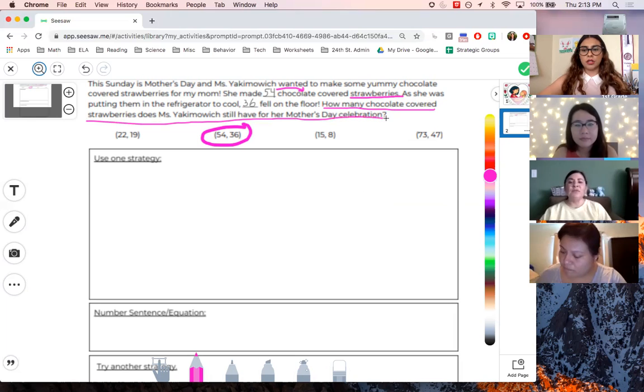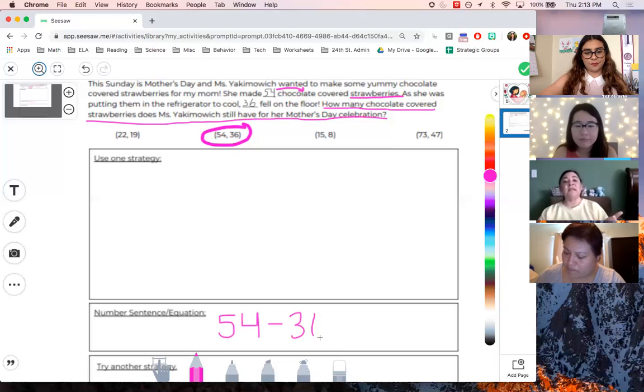No, it's going to be a subtraction problem because you started off with 54 chocolate covered strawberries, but then 36 fell to the floor, so we can't count those anymore. So we have to take 36 out of the total, and then we'll see how many more strawberries you have left for Mother's Day. Perfect.